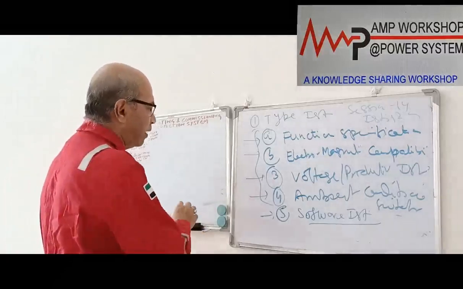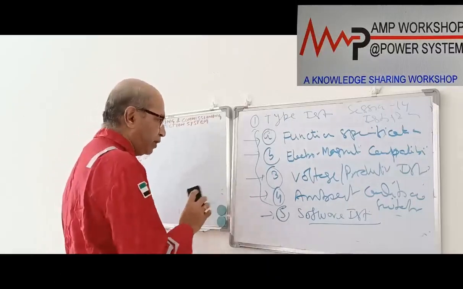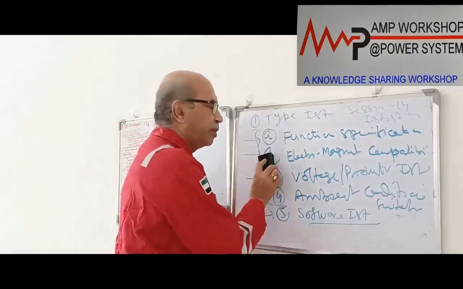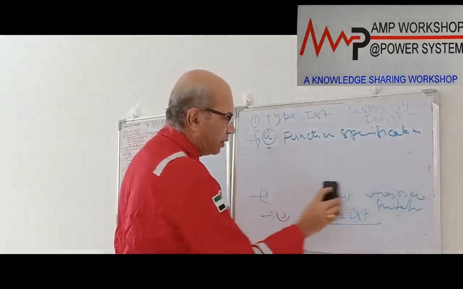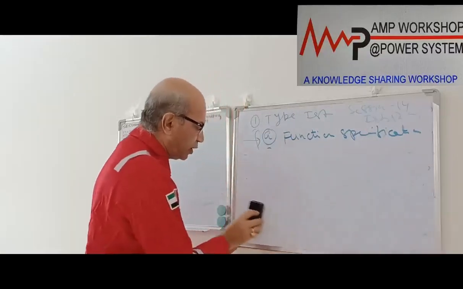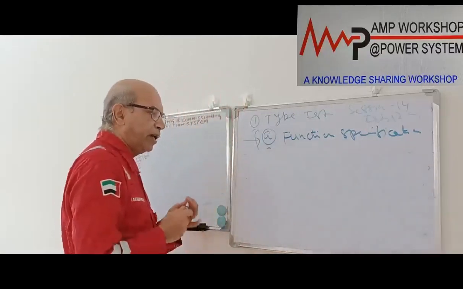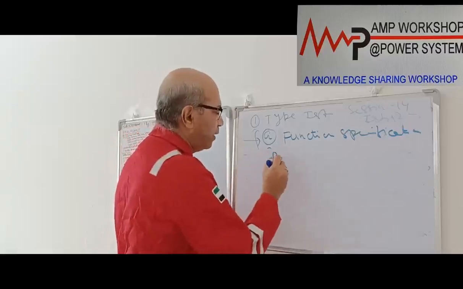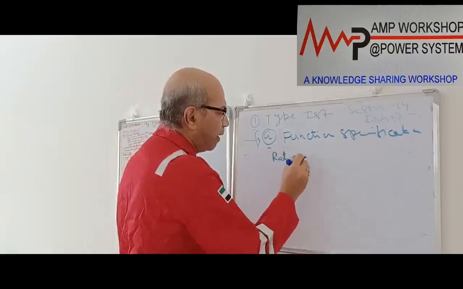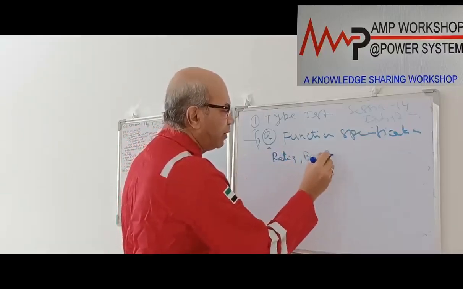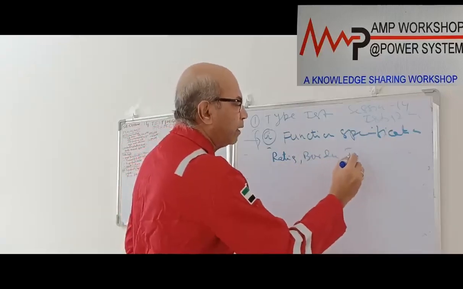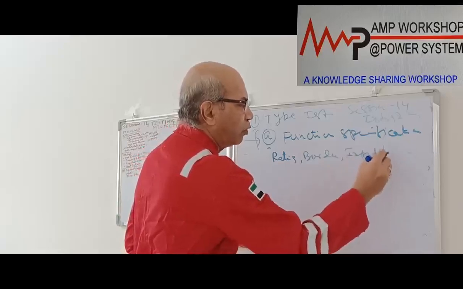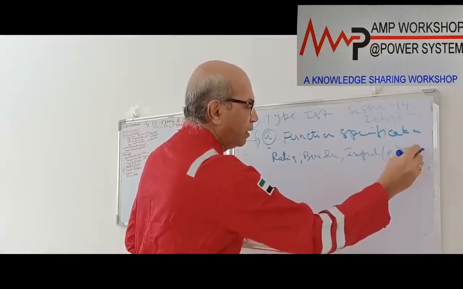Now let's come one by one. First is the functional specification test. Under the functional specification test, what do we do? We check the protection device's rating. The rating we check. The burden for the protection relay, we check. We check its input output capacity, input output capacity or rating.